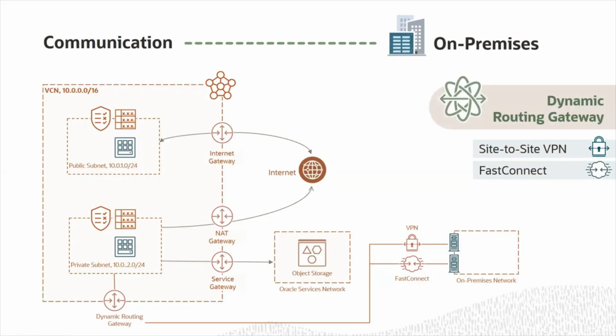But this particular question is specifically asking for on-premises connectivity, and the gateway used for that is the Dynamic Routing Gateway. Internet Gateway is used for bidirectional connectivity to the internet. NAT Gateway is used for unidirectional connectivity to the internet, and Service Gateway is used for private connectivity to services running in the Oracle Services Network, as shown on this slide.